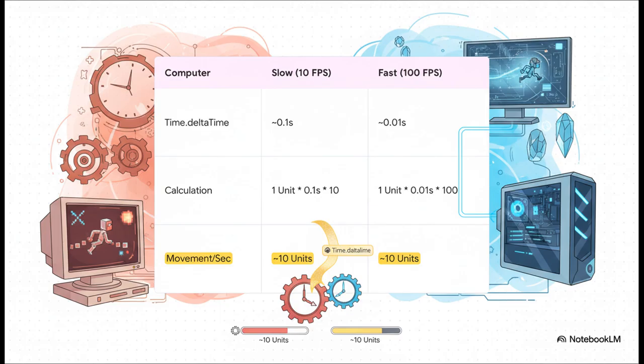Now look at the fast computer at 100 FPS. Each frame only takes about 0.01 seconds. So for each of its 100 frames, we multiply our 1 unit of movement by 0.01. And what's the result? It's still 10 units per second. It's like magic. The result is now identical. It doesn't matter how fast the computer is.